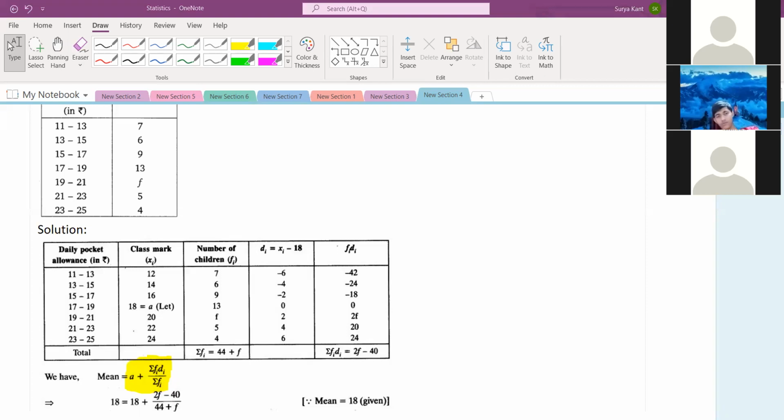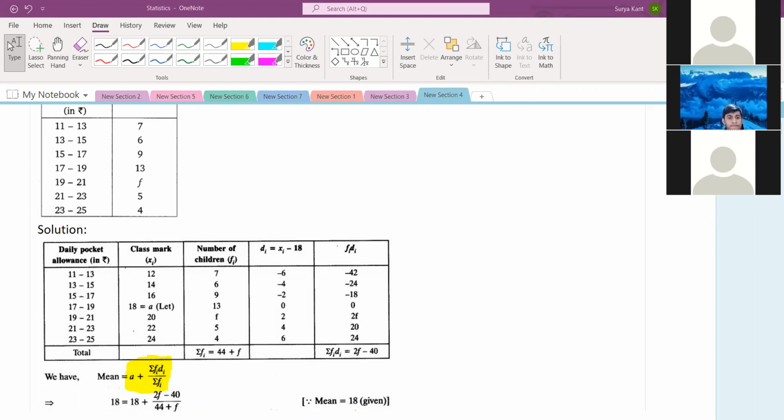Next question I'll give you. I'll show you by the step deviation method now. We explained that step deviation method, I was unable to understand. Step deviation method, right? Yeah, I'll tell you right now.